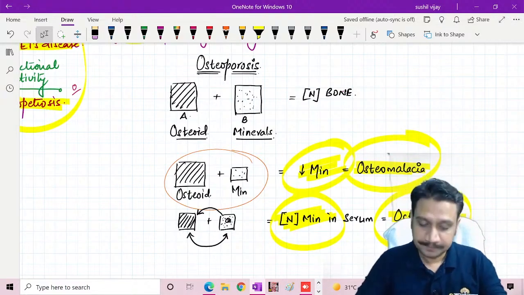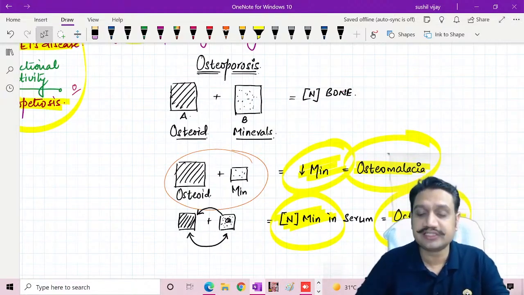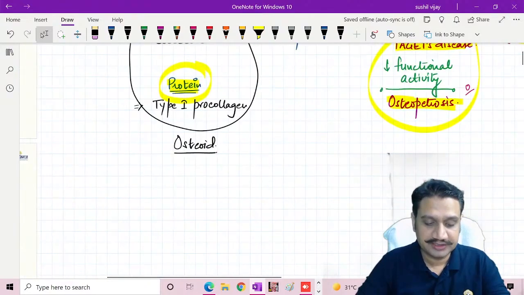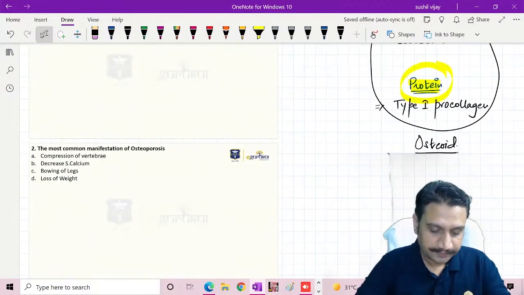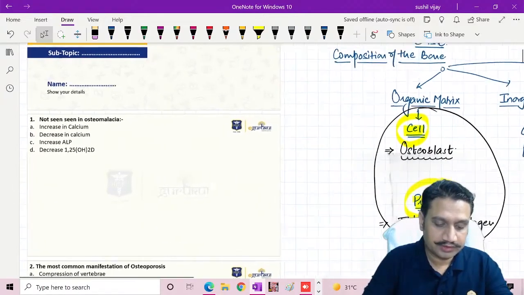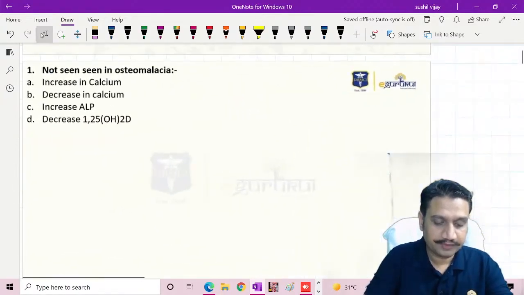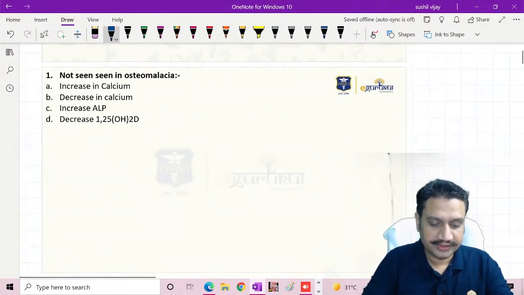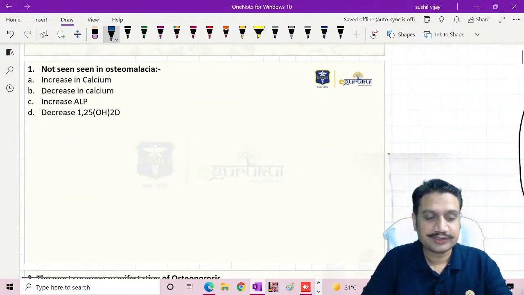Can you tell me that? Serum mineralization will be low in which conditions? If you can mention that. So, not seen in osteomalacia. Okay. So, what do you think? Not seen in osteomalacia. So, what are the conditions in which the serum mineralization will be reduced?